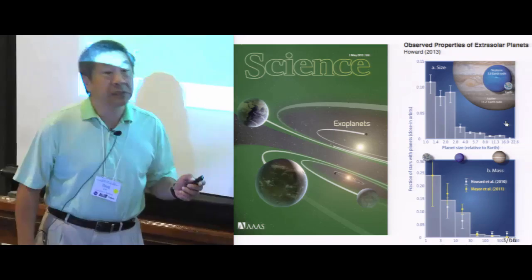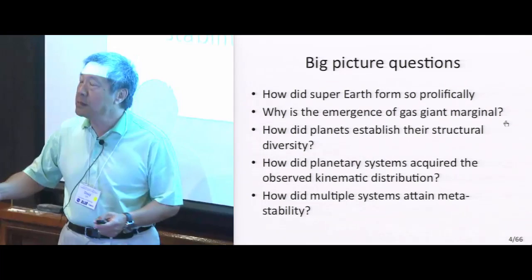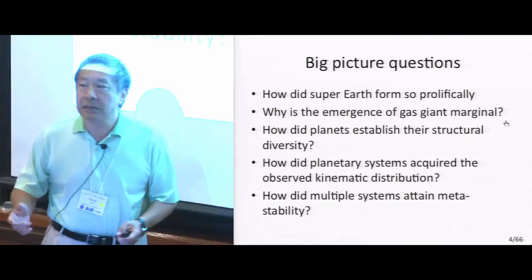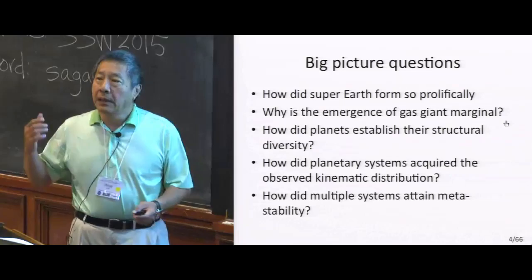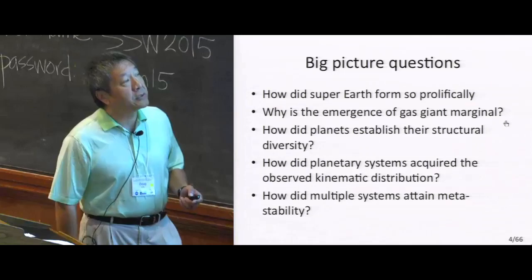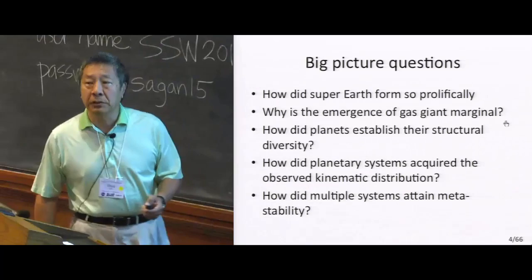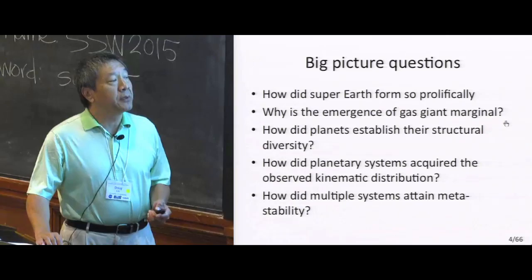Okay, here are some of the big questions I'm going to try to address. How did super-Earths form so prolifically? They form around stars with different masses and different metallicity. They have masses comparable to what we assume to be the core of a gas giant. So in the attempt to come up with a theory to form gas giants, you must keep in mind that super-Earths are there and they're very common. Why is the emergence of gas giants so marginal? And how did planets establish their structural diversity? And how did planetary systems acquire their observed kinematic distribution? How did multiple systems attain metastability?